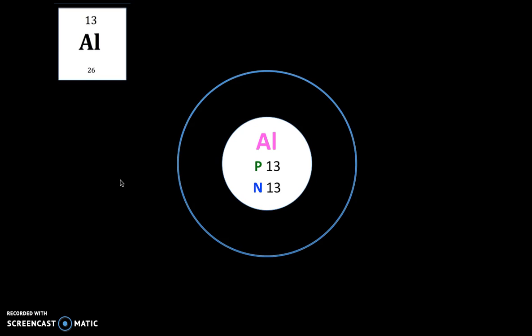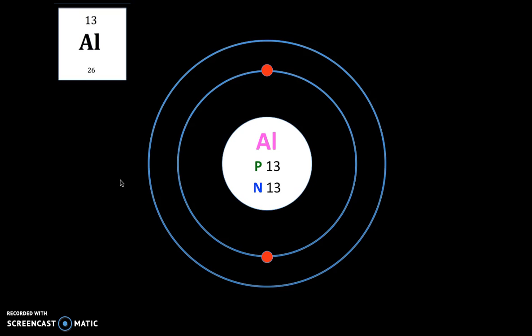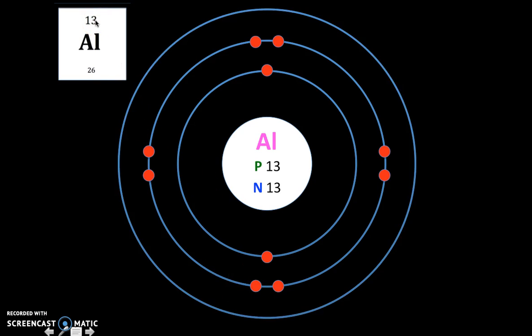Our first shell can fit 2 electrons, and our second shell can fit 8. So we're going to draw 8. Then we're going to think about how many electrons we have so far and how many we need. We have 8 in the second and 2 in the first, so that means we have 10, and we need 3 more. So we're going to draw a third shell, and we're going to place the electrons like this.